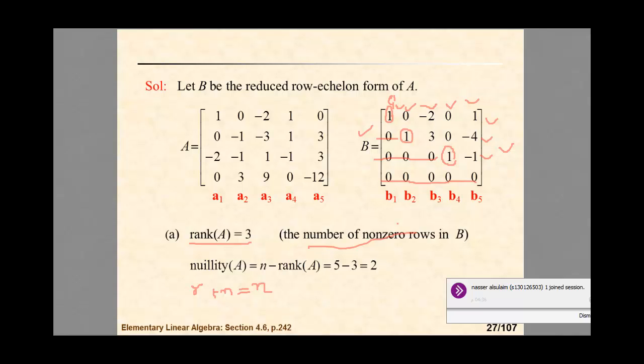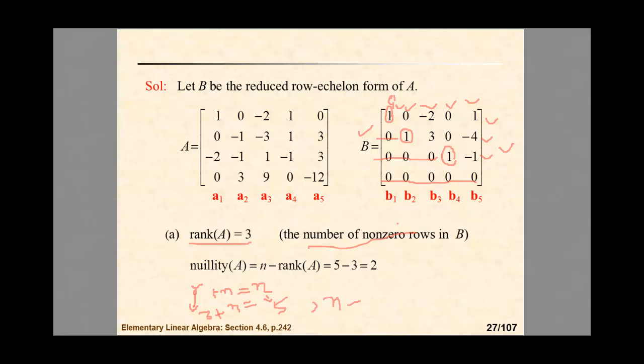So in place of rank we can write 3, and in place of nullity we don't know what it is, and in place of the number of columns n is equal to 5. So now the nullity will be equal to 5 minus 3, that will be equal to 2. So that's the procedure to find the nullity. So rank is 3 and nullity will be 2.